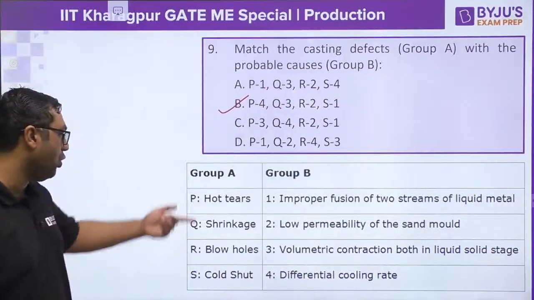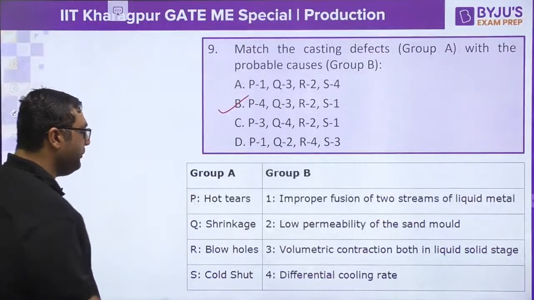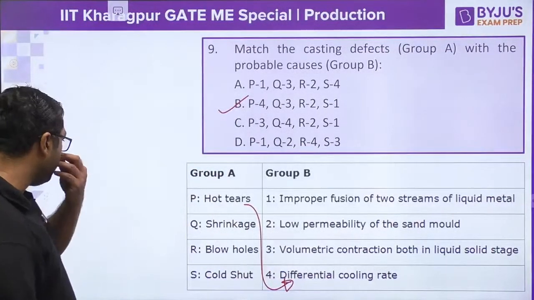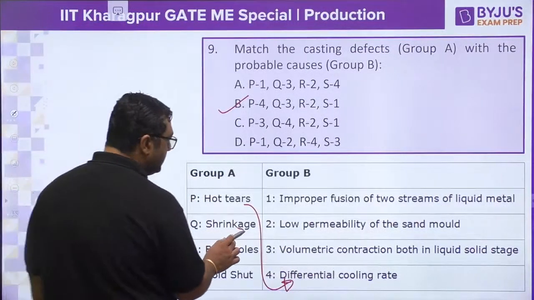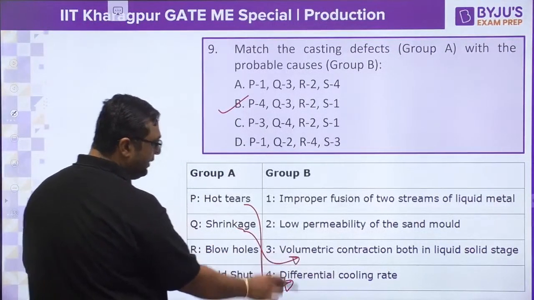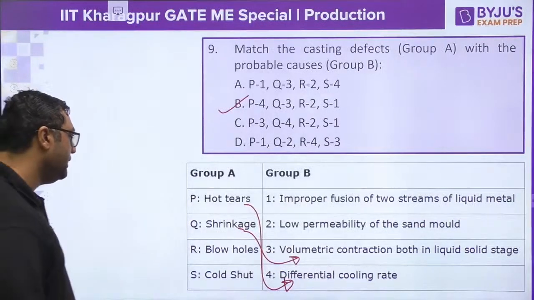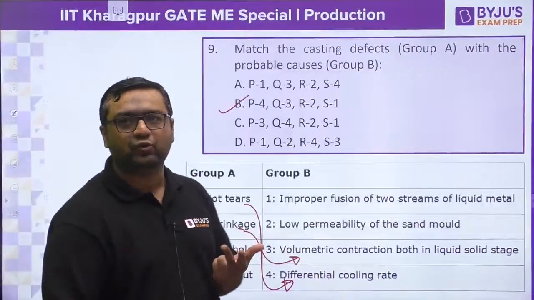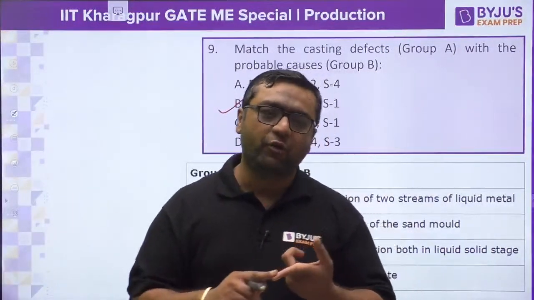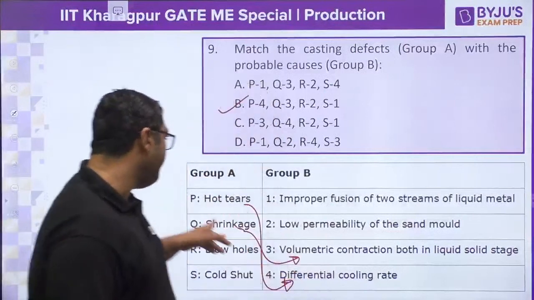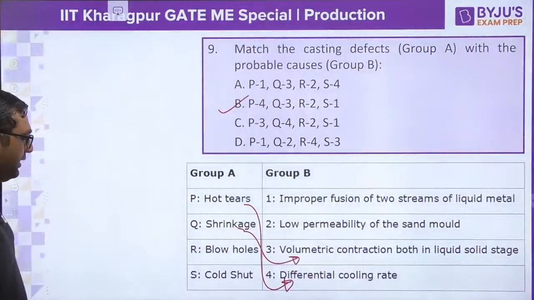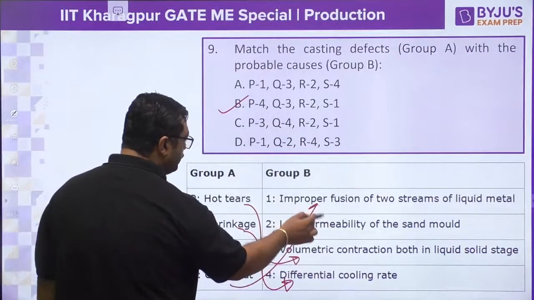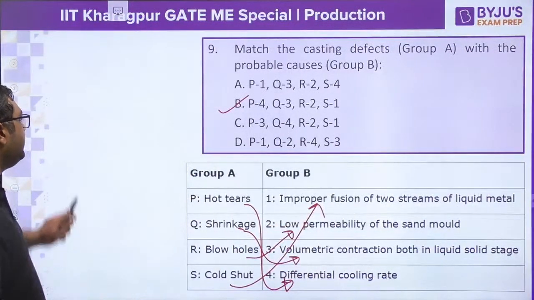So my dear, hot tears come due to differential cooling rates. Then my dear, shrinkage cavities are always there due to shrinkage. So the reason there is volumetric contraction, both in liquid and solid state. This happens when we have solidification. There are two types of solidification: one is skin forming, the other is dendritic growth. So this happens at the time of dendritic growth. Then my dear, blowholes are there due to low permeability, and cold shut is due to improper fusion. So fluidity is the reason.